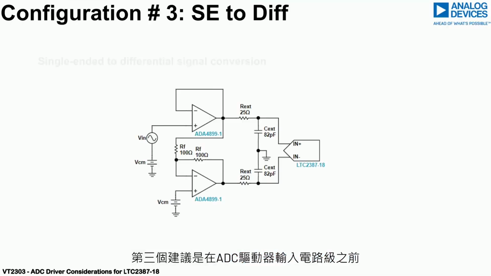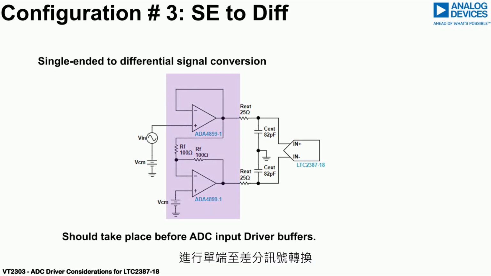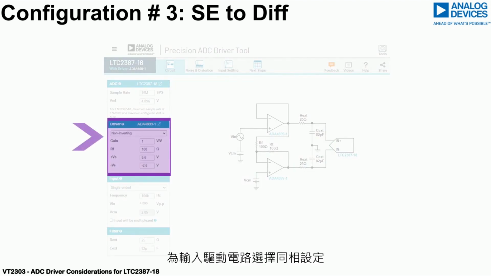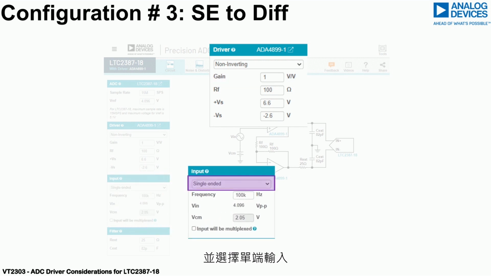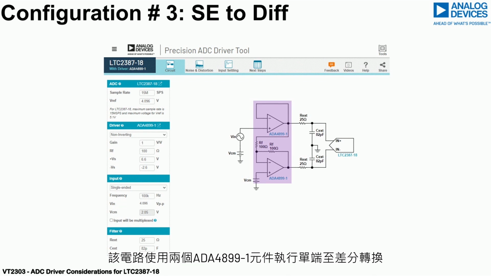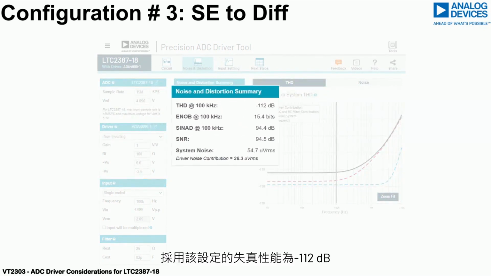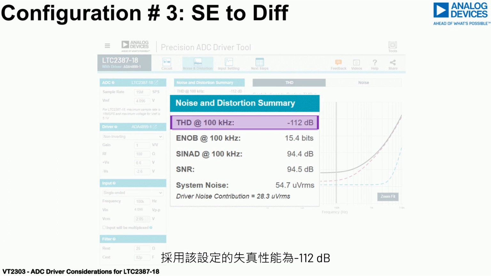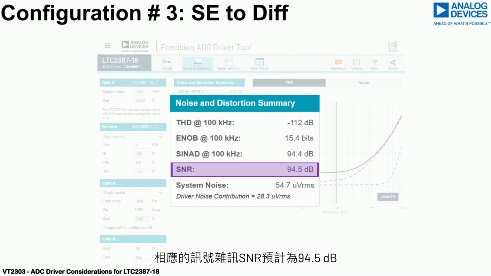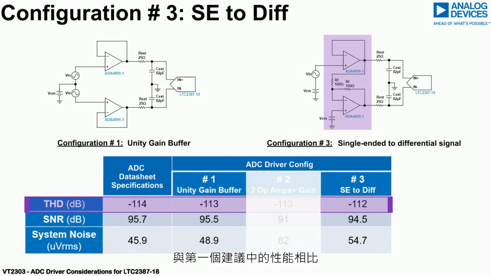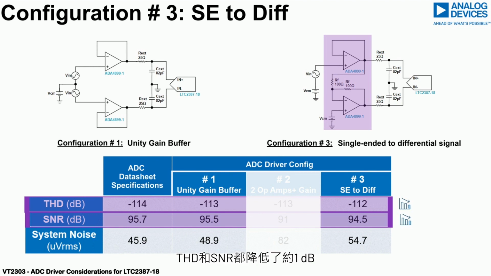The third recommendation is for a single-ended to differential signal conversion taking place before the ADC driver input circuit stage. In the ADC driver tool, select the non-inverting configuration for the input driver circuit, with the gain set to 1, and the single-ended input. The circuit uses two ADA4899-1 devices to perform the single-ended to differential conversion. The distortion for this configuration is -112 dB, and the system noise is 54.7 microvolts RMS, with the associated signal-to-noise ratio projected to be 94.5 dB. The distortion and signal-to-noise ratio are both reduced by approximately 1 dB.